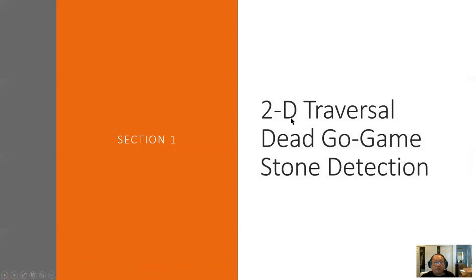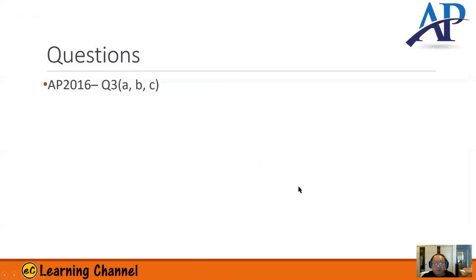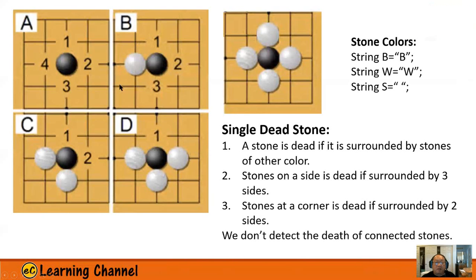Okay, next one, 2D traversal. That is the Go game stone detection. Why is that? There's a problem set called crossword in 2016. I modified it, and it actually gives you the dead stones selection. First, let's talk about the Go game.